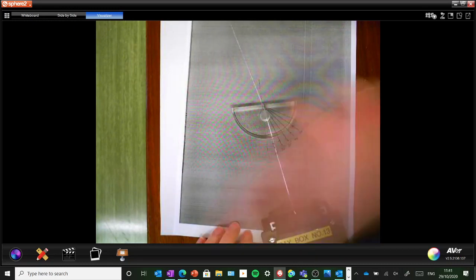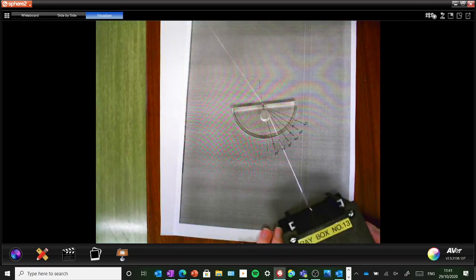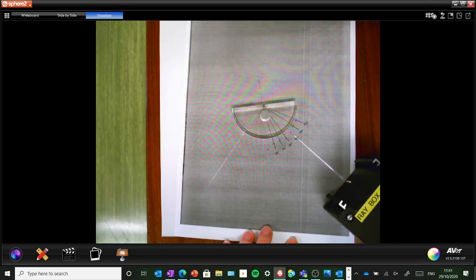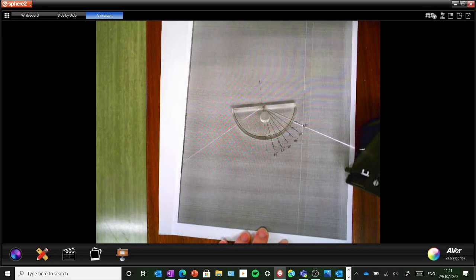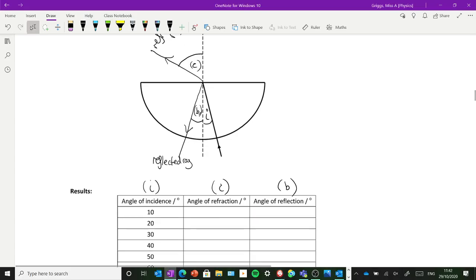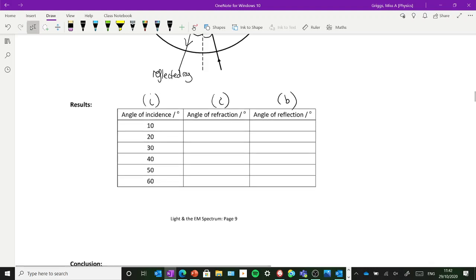Draw in your reflected ray and your refracted ray and measure their angles, remember they're always from the normal. Do it again for 20, do it again for 30, do it again for 40, 50 and 60 degrees. Once you've done that, you're going to be filling in your table as you go along. You should know now that the angle of reflection is going to be the same as the angle of incidence. If you're not getting that, you've done something wrong.